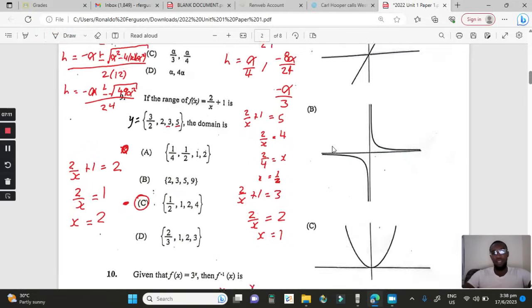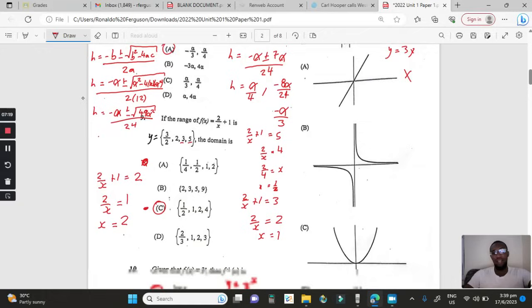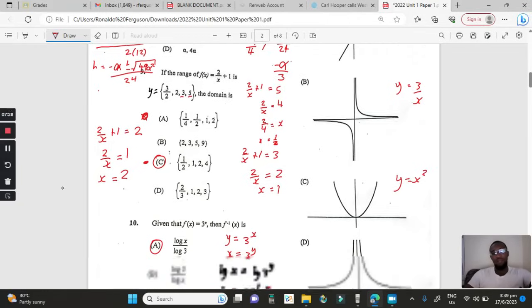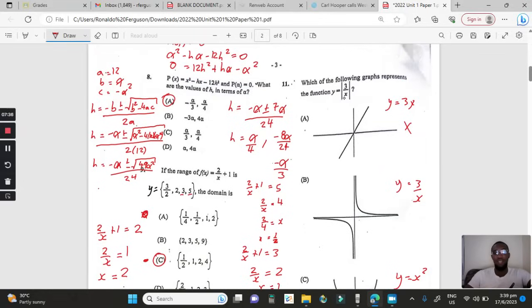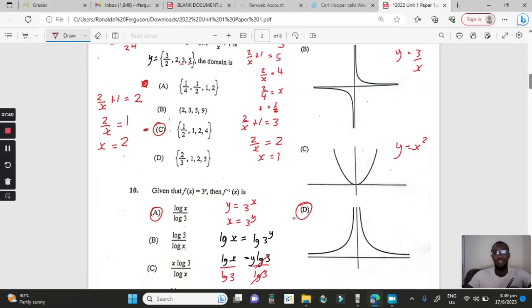This question, A, this looks like the graph of y equals 3x. So option A, oh, that's a straight line graph. This looks like the graph of y equals 3 over x. This looks like the graph of y equals x squared. So here it is. Modulus, you reflect the part of the graph that's below the x-axis above the x-axis. That's for the modulus symbol. Easy. So number 11, D.